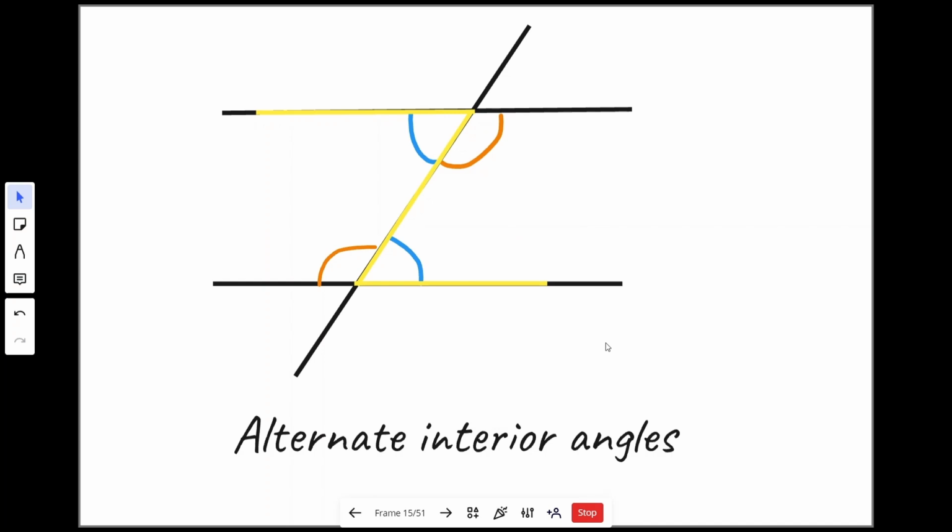So let's start off with alternate interior angles. Let's just describe what those are. Okay, so as you can see, it forms a Z shape, or if you look at it the other way, an N shape. That's how you identify alternate interior angles. So let's just break down the terms so that we know what angles they're talking about.